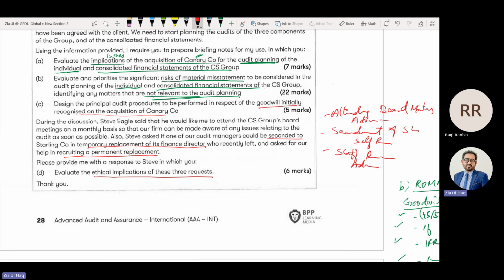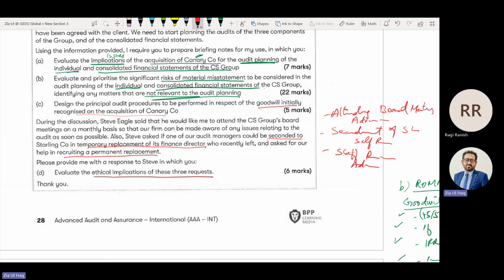So it's not prohibited. An auditor could be involved in staff recruitment, but only up to the extent of analyzing the application as well as conducting interviews. They should not be involved in the final selection of the candidate, because final selection is the responsibility of company management, not the auditor.